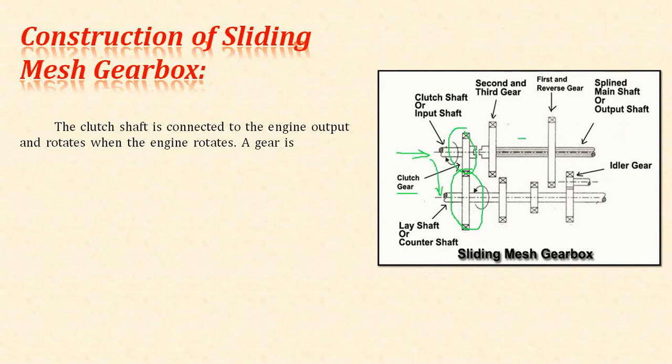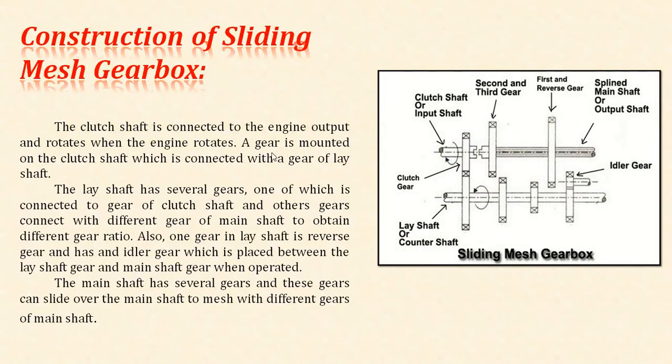This is the main shaft and this is the lay shaft. On the lay shaft we can mount a number of gears as well as the idler gear, for speed variation, as well as the first, reverse, second and third gear. We can transmit a number of speed ratios with the help of the lay shaft to the main shaft. Now a gear is mounted on the clutch shaft, which is connected with the gear of the lay shaft.